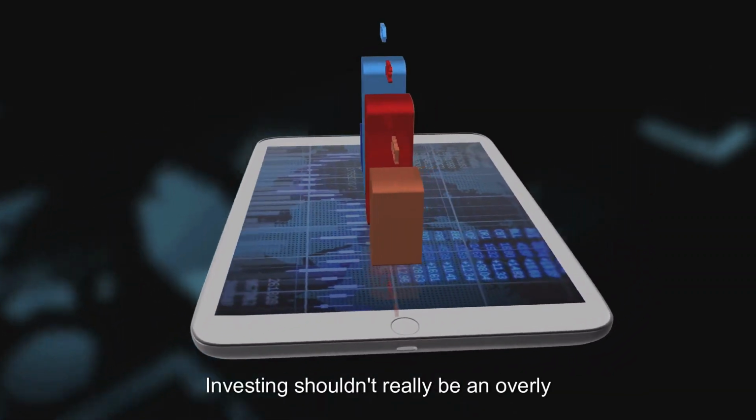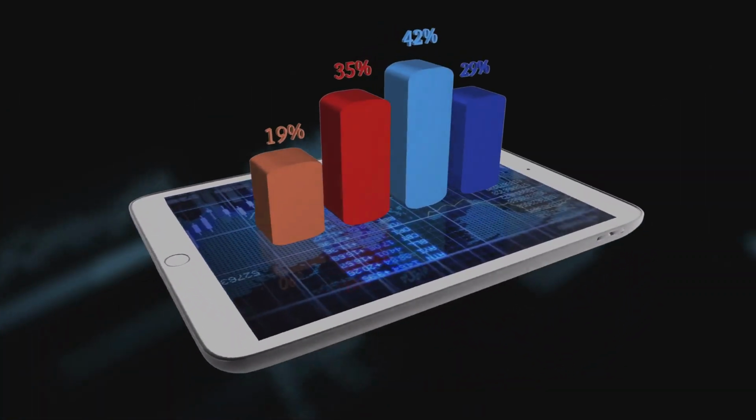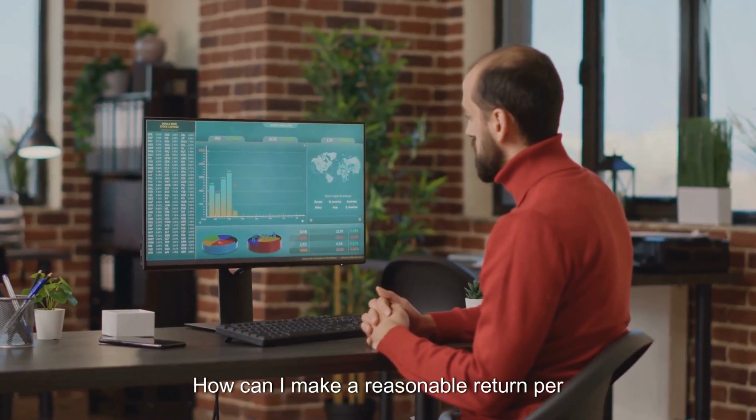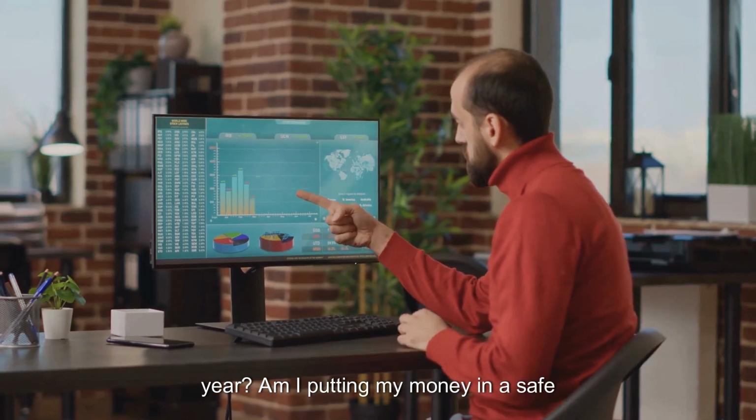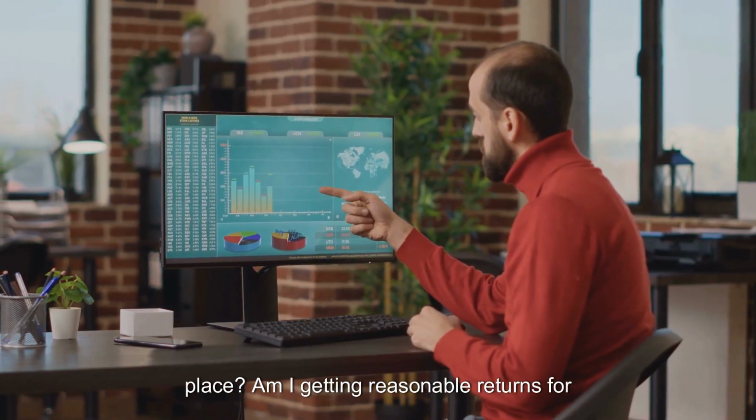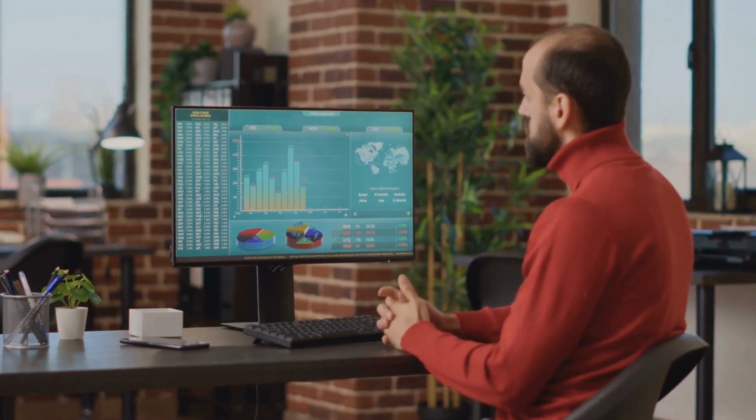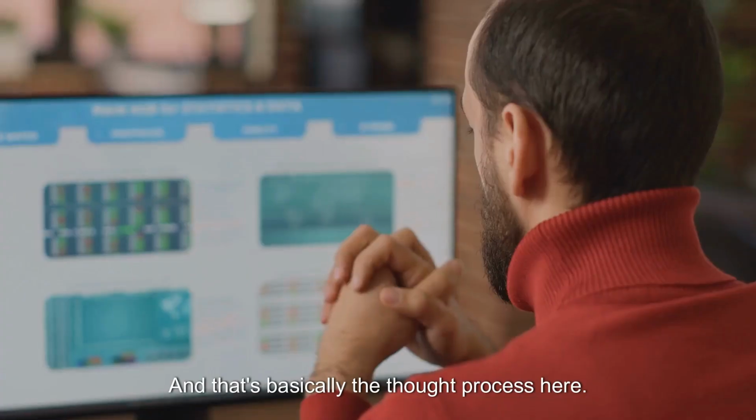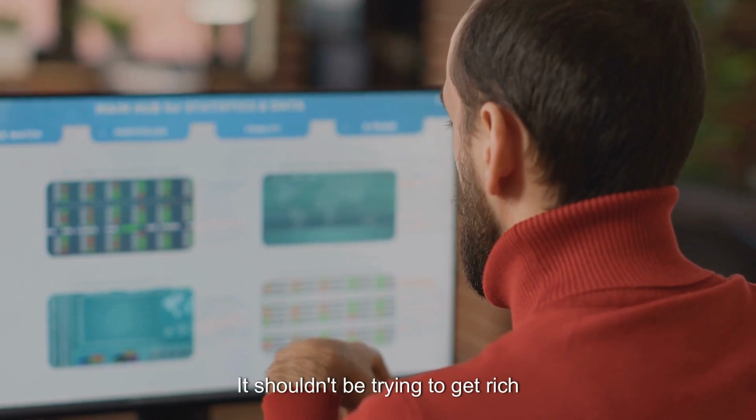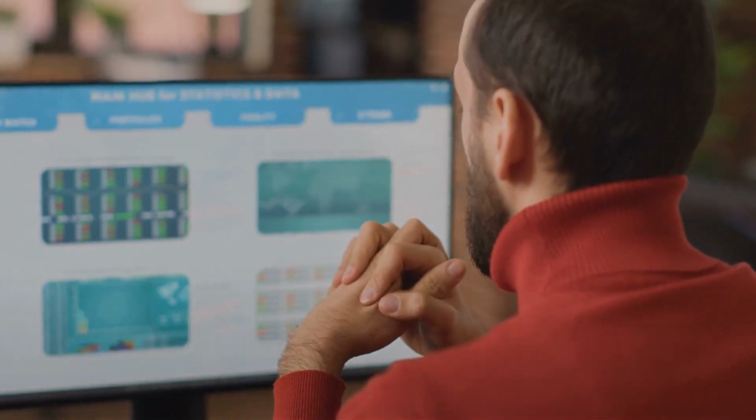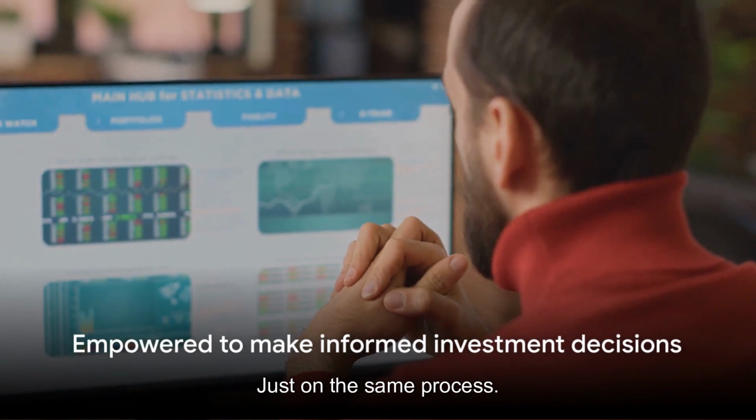Investing shouldn't really be an overly exciting operation. You're just looking at, how can I make a reasonable return per year? Am I putting my money in a safe place? Am I getting reasonable returns for low, reasonable risk? And that's basically the thought process here. It shouldn't be trying to get rich overnight. It's very easy to get wealthy slowly, just on this same process.